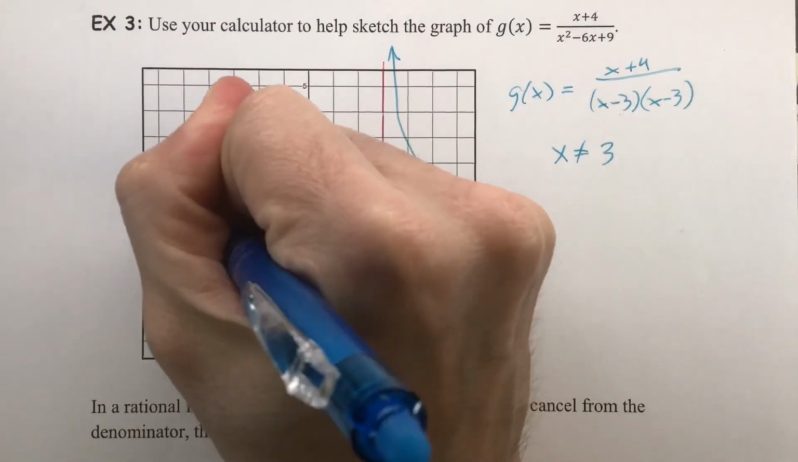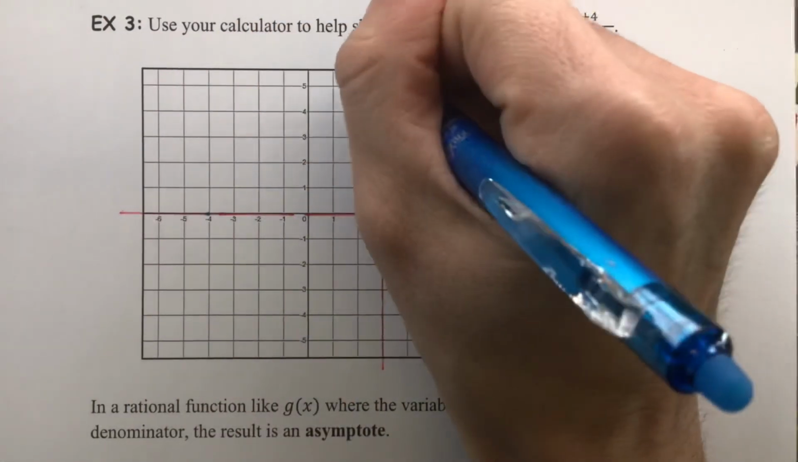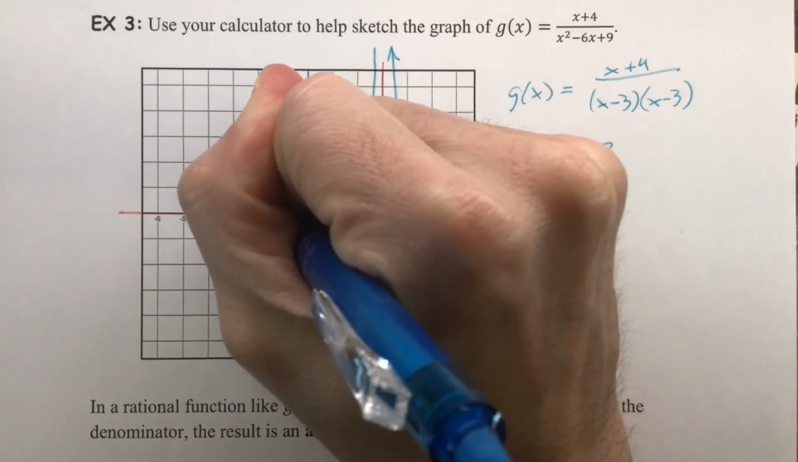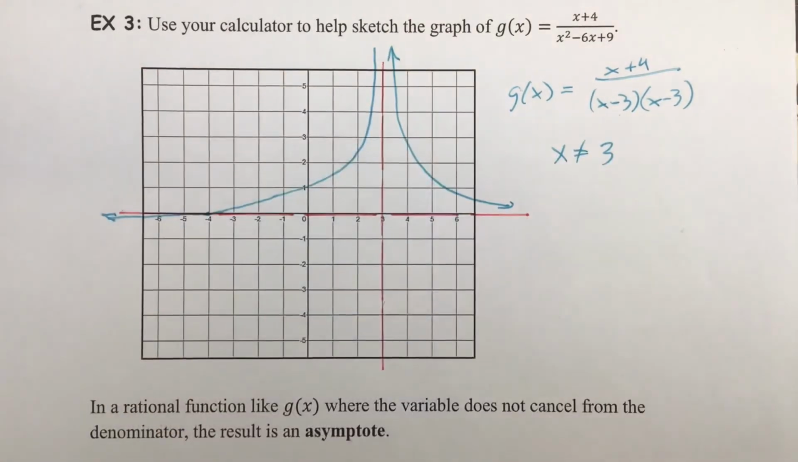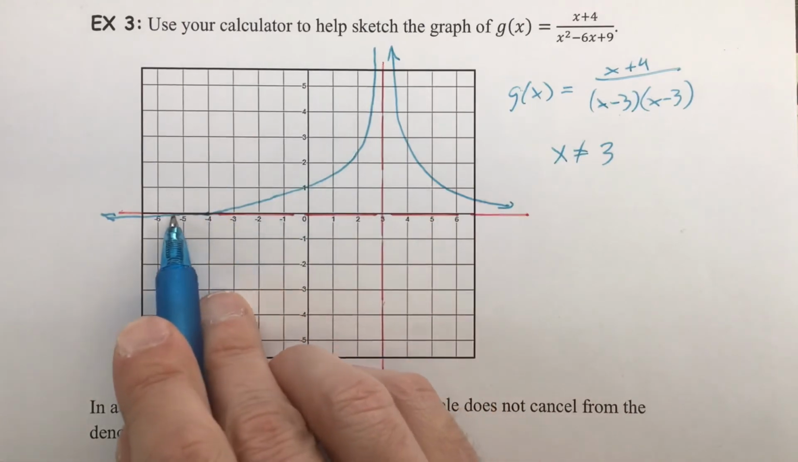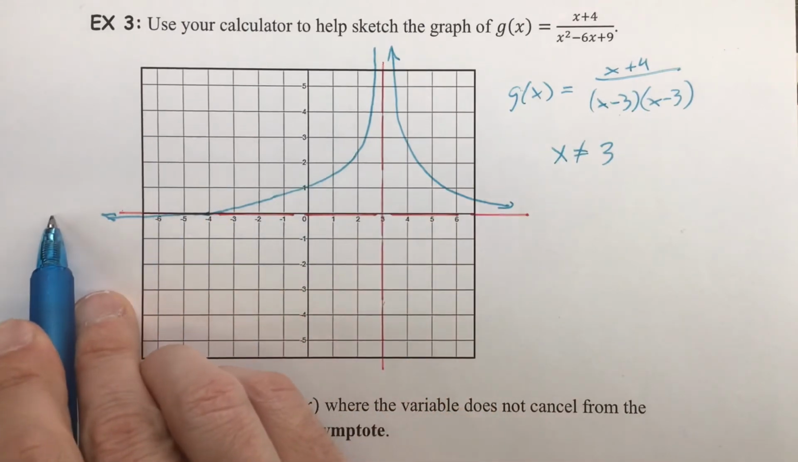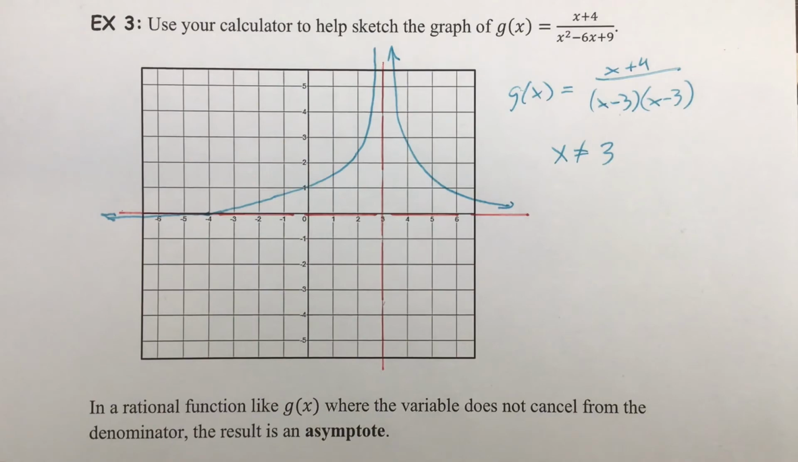Okay, so we do have a point here. It's going to be very, very subtle. Okay, it's going to make contact, it's going to go underneath it, and then it's going to come back to that horizontal asymptote. In summary, in a rational function like g of x, when that factor doesn't cancel out the number that would cause it to be undefined, you don't get a hole, but you actually get an asymptote.